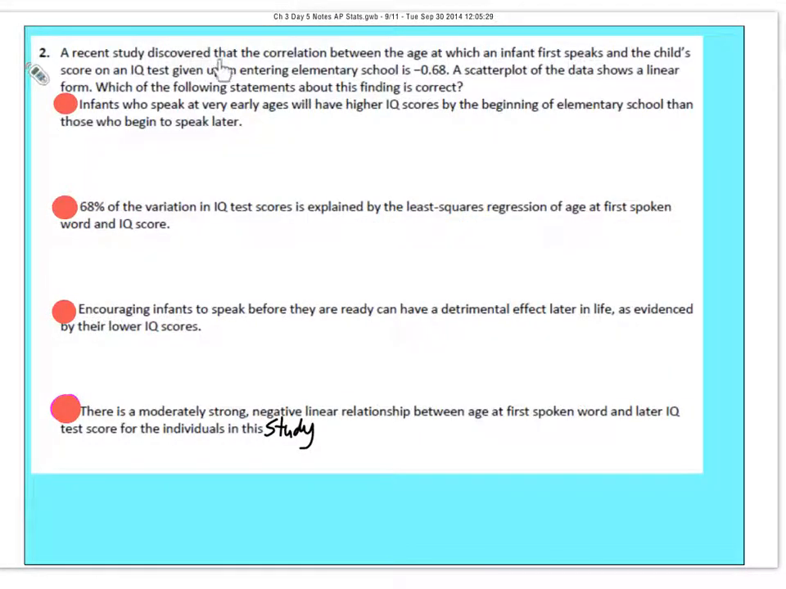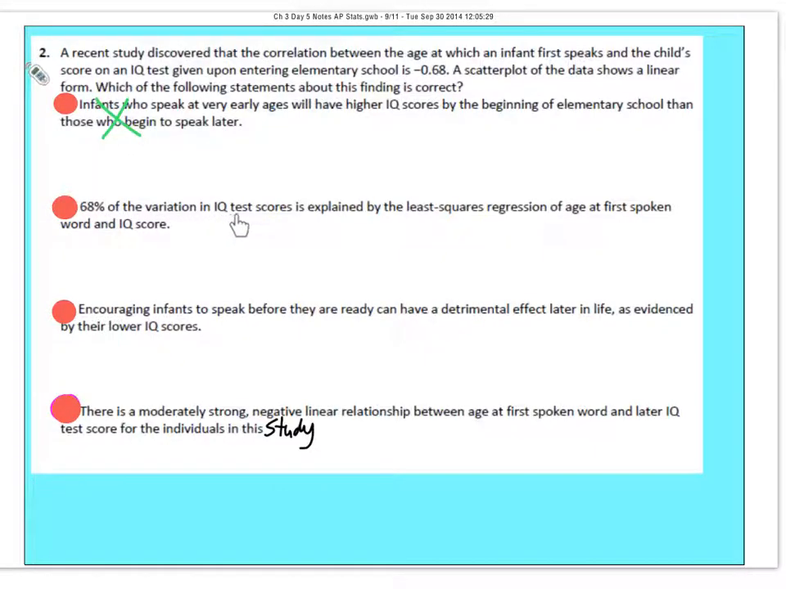Here's another good multiple choice. A recent study discovered that the correlation between the age at which an infant first speaks and the child's score on an IQ test given upon entering school is about negative 0.68, so that's the correlation. A scatter plot of these data shows a linear form. Which of the following statements about this finding is correct? Is it that infants who speak at a very early age will have high IQs by the beginning of grade school than those who speak later? This never says anything about those that speak later, so that's clearly not going to be part of it.